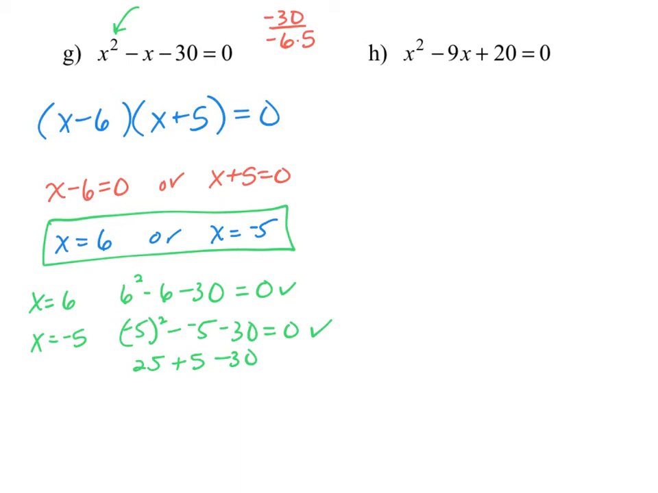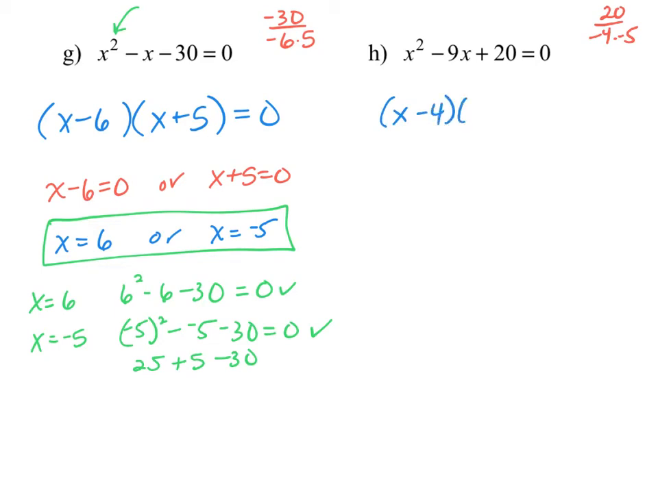In example 8, we have x squared minus 9x plus 20 equals 0. We can set this up to use the zero factor property by factoring the trinomial. We look at the factors of positive 20. Let's find the factors of 20 that will add up to negative 9. And those factors would be negative 4 times negative 5 equals a positive 20, and negative 4 plus negative 5 equals a negative 9.